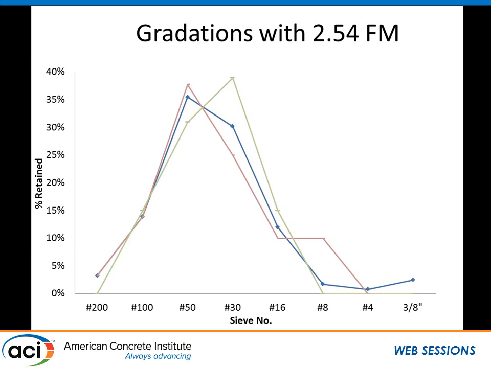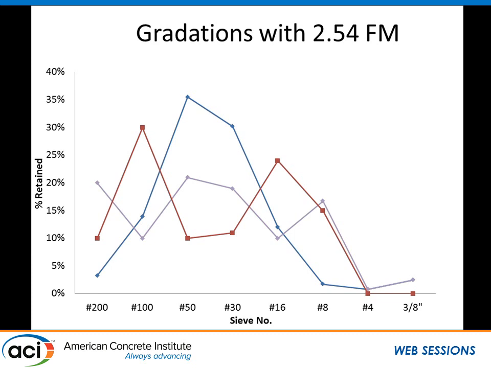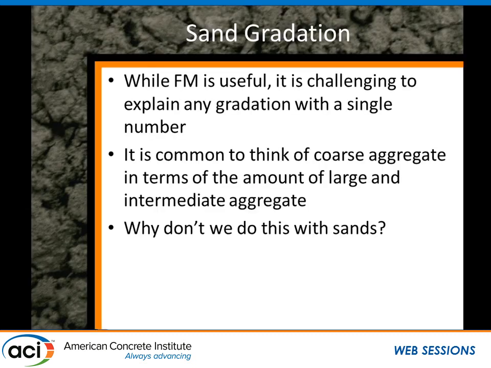And we'll actually show today that they have very different performance if you use them inside concrete mixtures. And actually, mixtures or gradations even that look like this, absurd, crazy. There's going to be more of that coming up, craziness, right? That's fun. All three of these have an FM of 2.54. To use one number to explain the complexity of a sand curve is challenging. So while the FM is useful, it's challenging to explain any single complex thing with a single number.